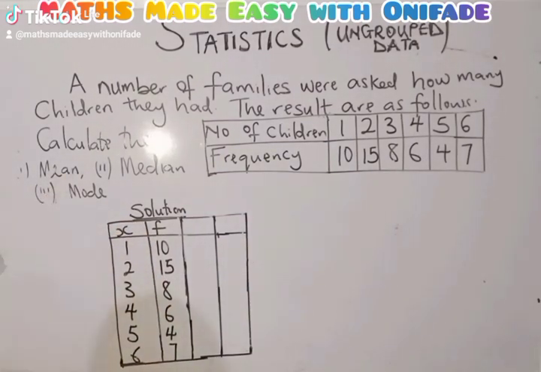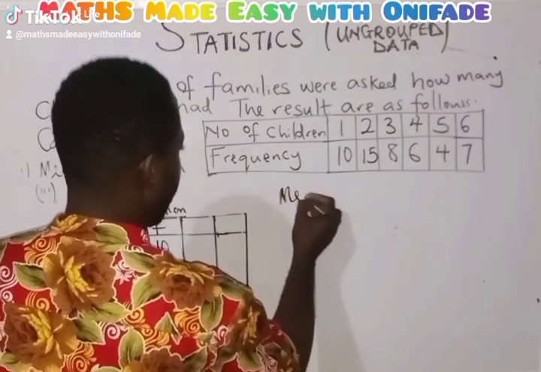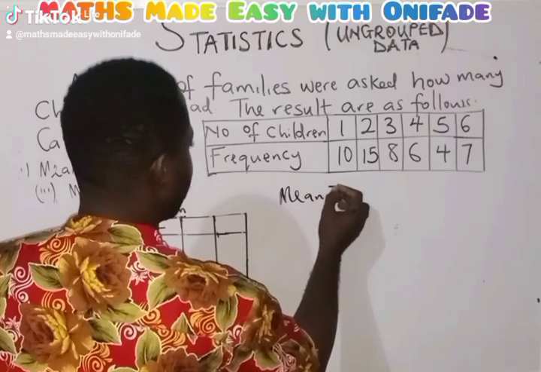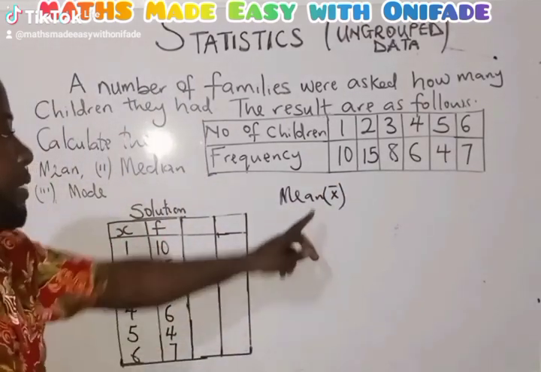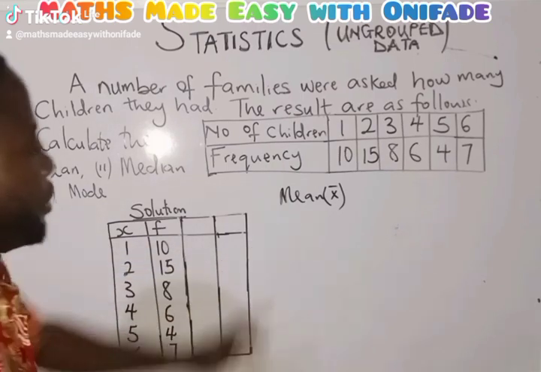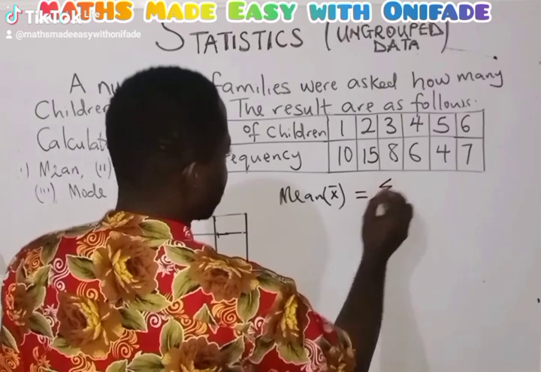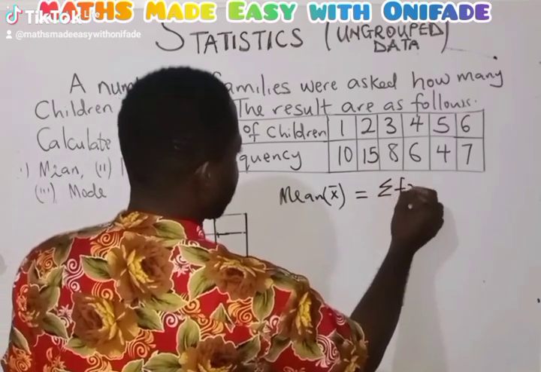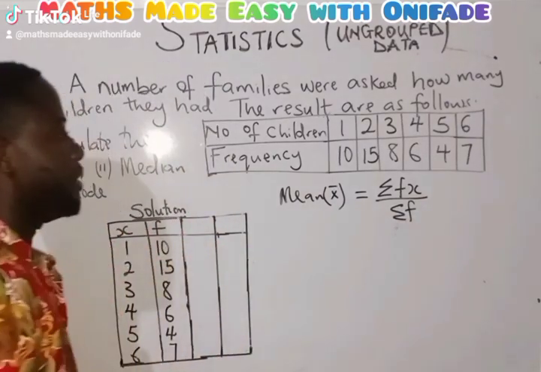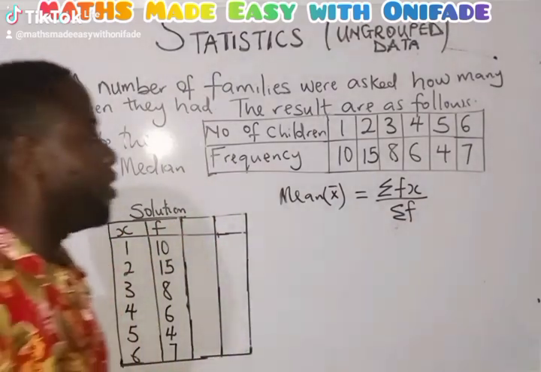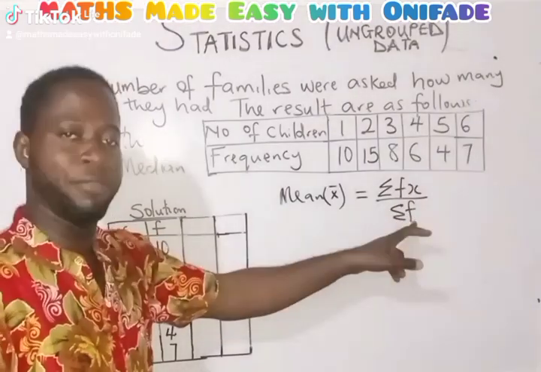Now, in order to find the mean, there is a formula to use. And the formula is, don't forget, your mean is represented with X bar. That's what we use to denote arithmetic mean. Now, the formula is summation fx all over summation f. Summation fx simply means addition of fx all over addition of f.